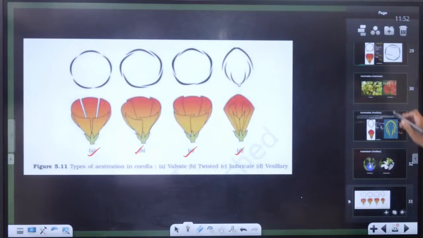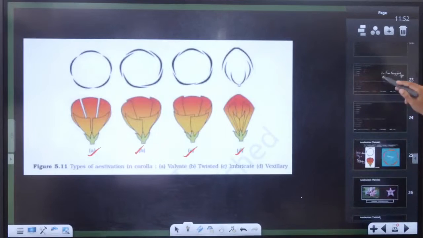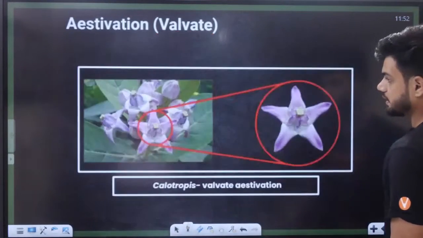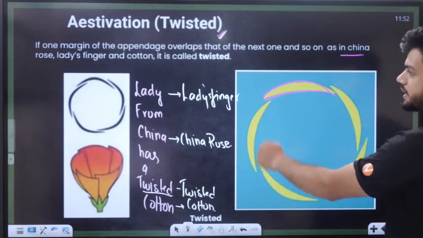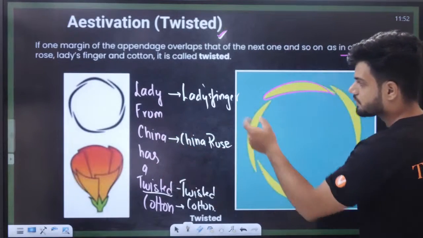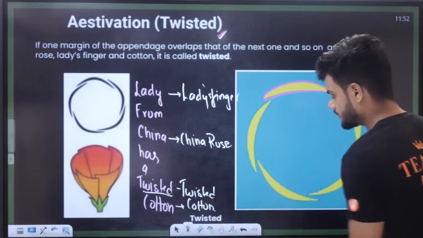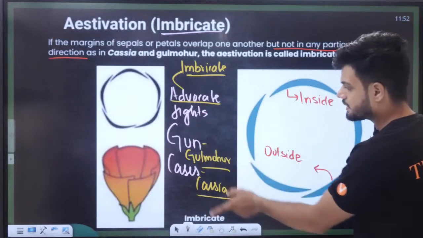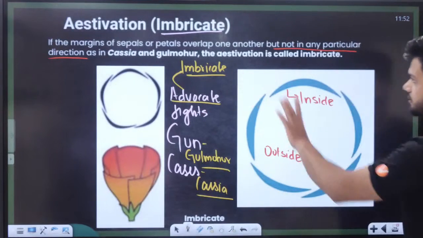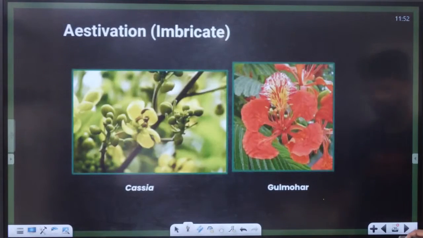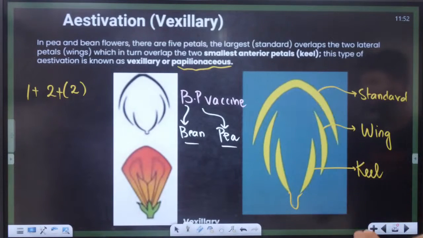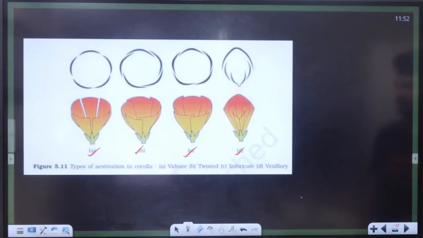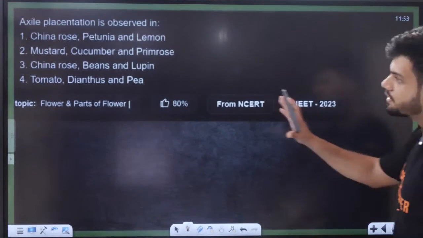I'll give you a small recap, friends. Valvate is velvet chair, Calotropis, done. Twisted: lady from China has a twisted cotton. Lady's finger, China rose, cotton. The next one was imbricate aestivation. Advocate fights gun cases, GL and CK, imbricate aestivation. Done. The next thing was vexillary aestivation, BP vaccine, bean and pea are the 2 examples of vexillary aestivation. Done.